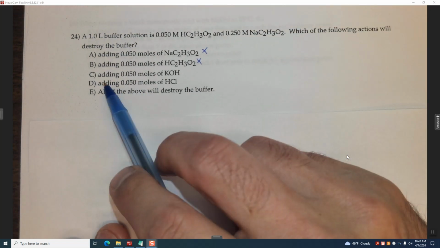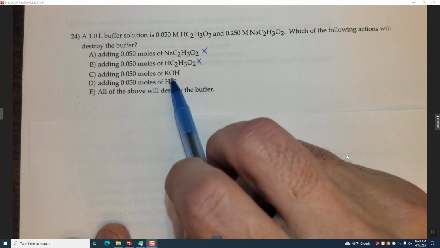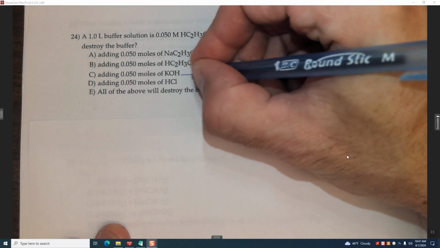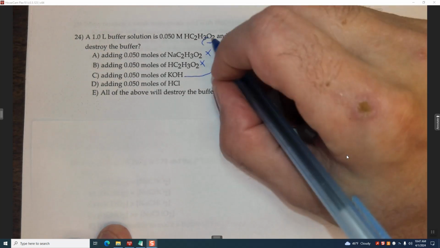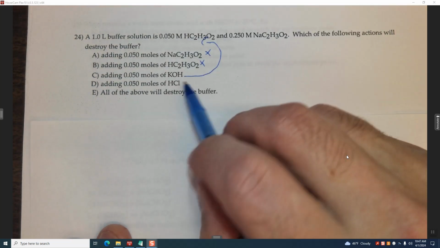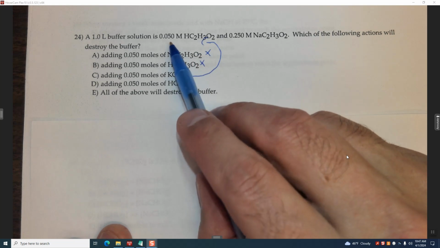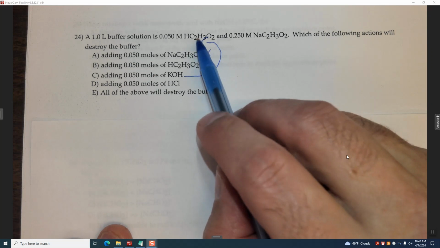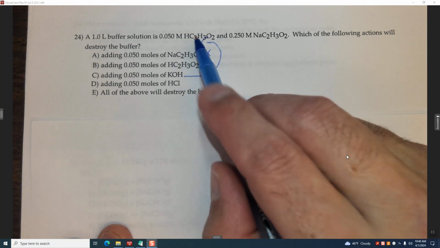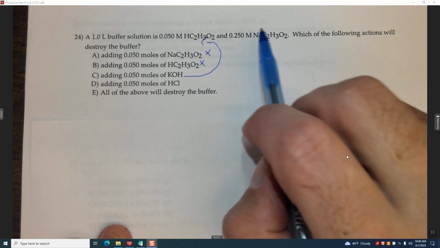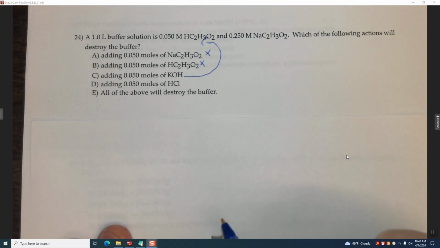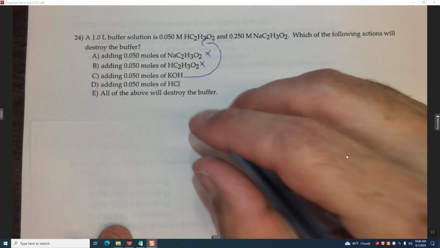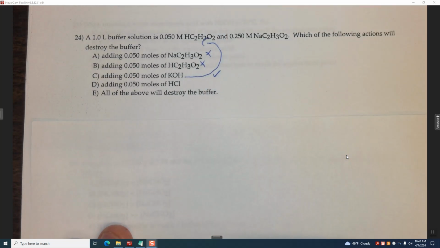All right, now in the third example, we have a strong base. What is this strong base going to interact with? Well, this strong base is going to potentially interact with that one, right? Because this is the acid. So if we only have 0.05 moles of this, adding 0.05 moles of this will completely remove this from the system. If this isn't in the buffer, it's not a buffer anymore. It's basically just a solution of sodium acetate, which is not a buffer, and the sodium is just a spectator ion. So this is what's going to destroy the buffer.